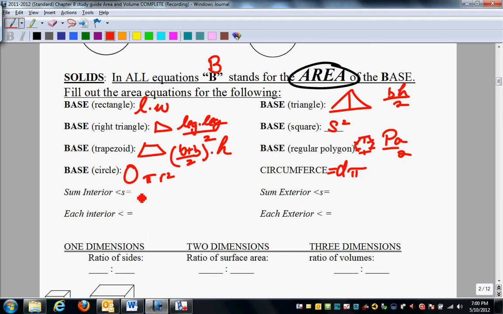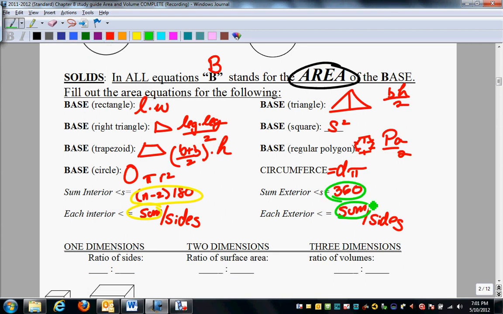The sum of interior angles is sides minus 2 times 180. The sum of exterior angles will always be 360. Each interior angle is the sum over sides. And each exterior angle is also the sum over sides, but in this case, the sum is 360.